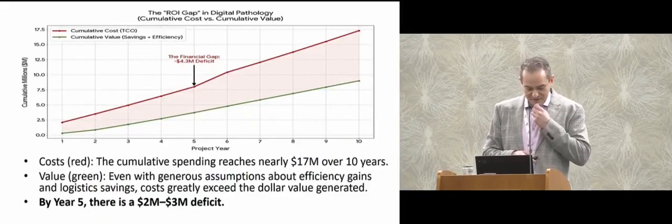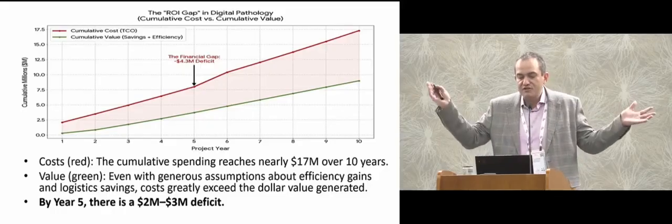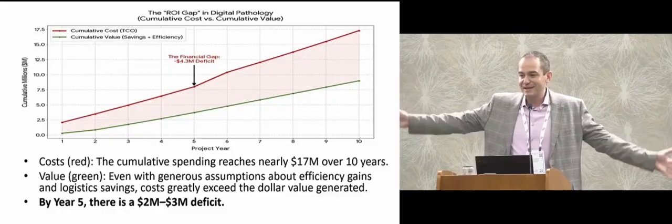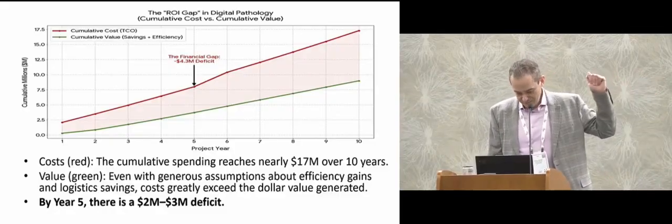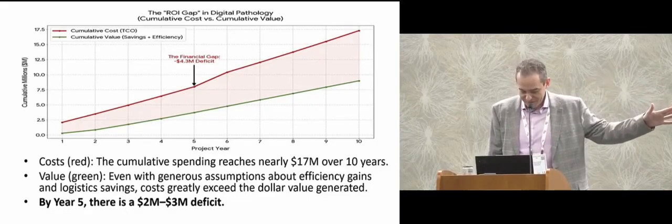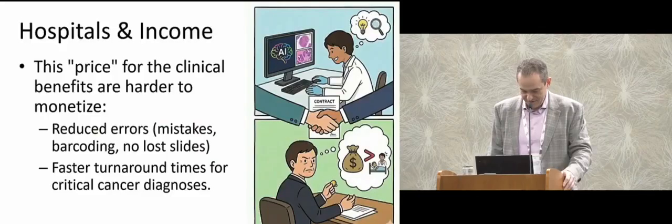Okay, so this is what the hospital now sees. Great. You see that green curve? This is with some generous assumptions. Pathologist gets 12% more efficient, this and that, right? I was trying to be generous. Hospital sees a negative 4.3 million deficit, with a cumulative of about 17 million over 10 years. Great.